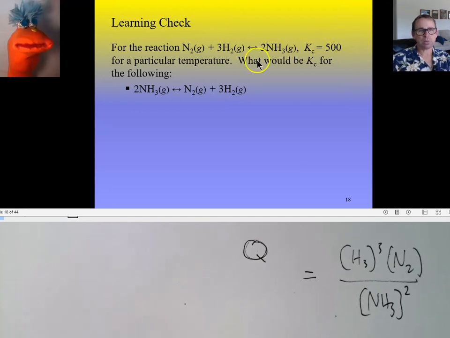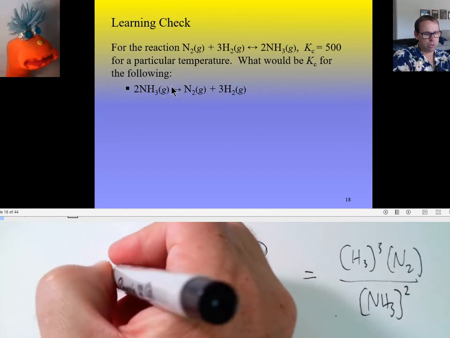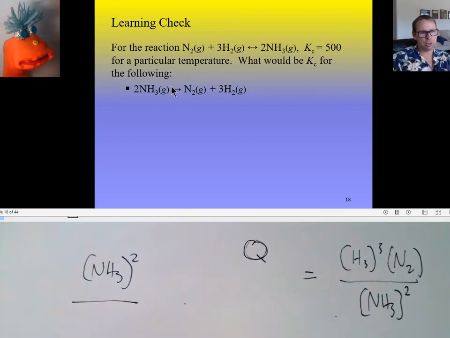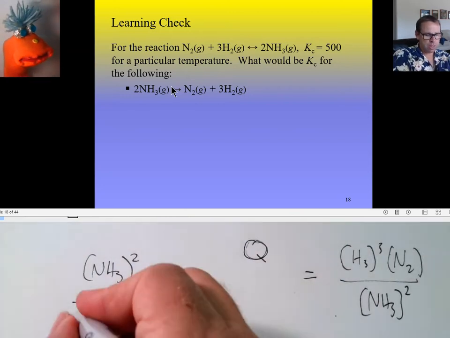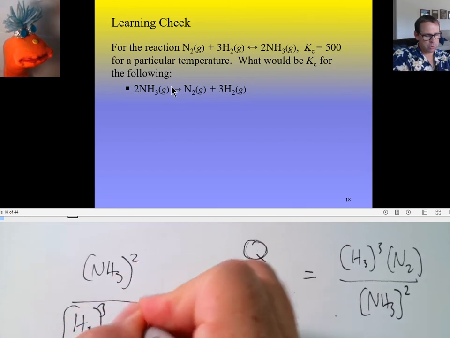And the question is, what would be the K for this reaction here? If this one equals 500, what's the K for this reaction? Well, let's see. We just wrote the quotient for the bottom one. Let's write the quotient for the top one. NH3 squared. I guess it's just going to be the same thing, but the inverse, right? That's right. So it's just what we wrote, but it's the inverse now.